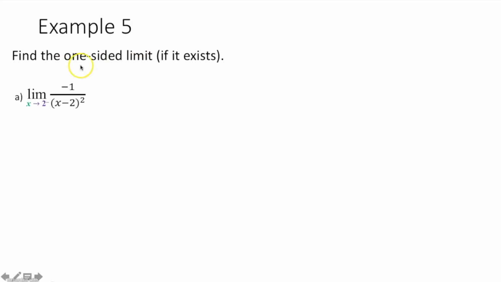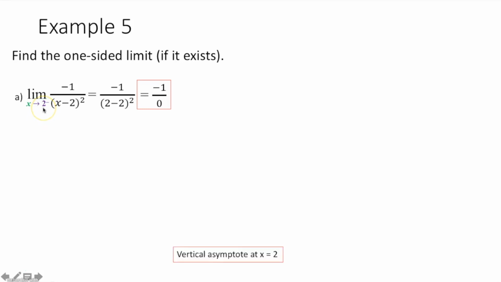Now example 5 says find the one-sided limit if it exists. So anytime you're given a limit, one-sided or otherwise, evaluate it by taking that c value and plugging it in. So I'm going to plug in 2 for x, simplify, I end up getting negative 1 over 0. Because I have a number over 0, that means this is undefined, and we are going to get a vertical asymptote at x is equal to 2.